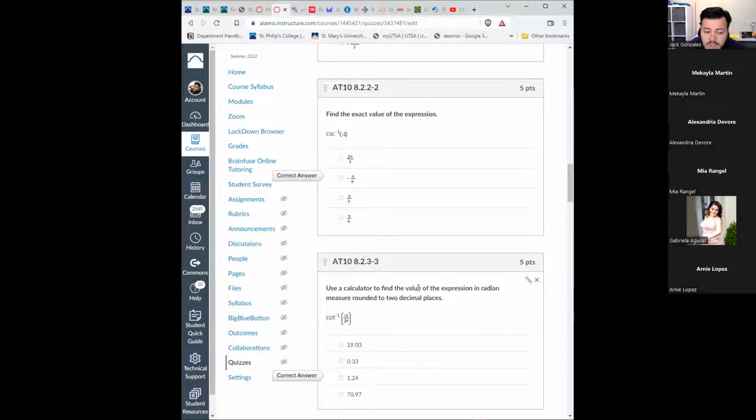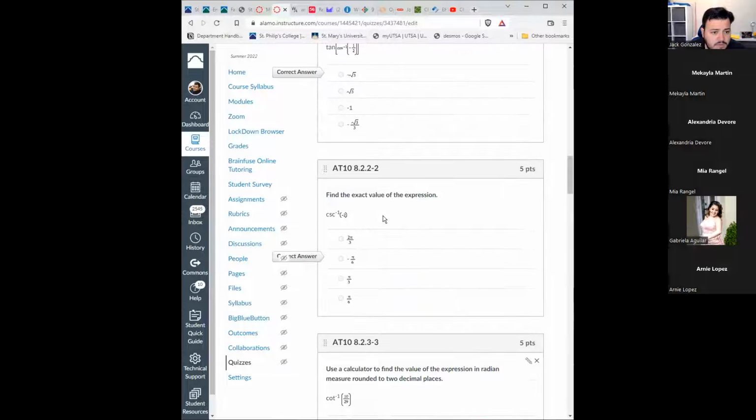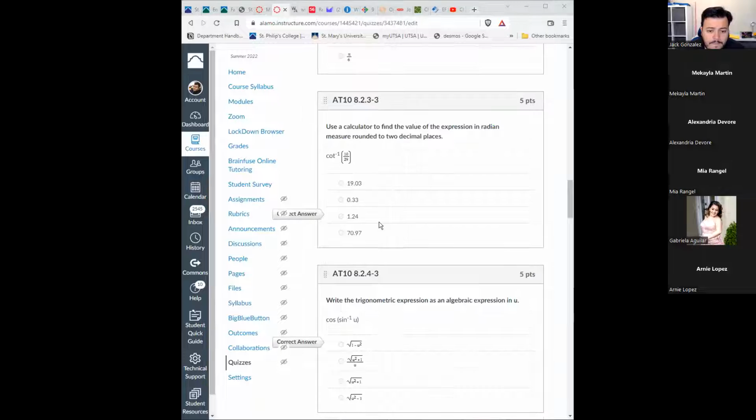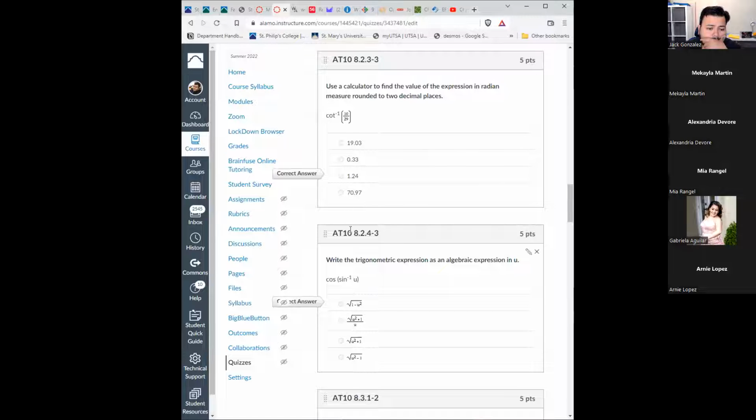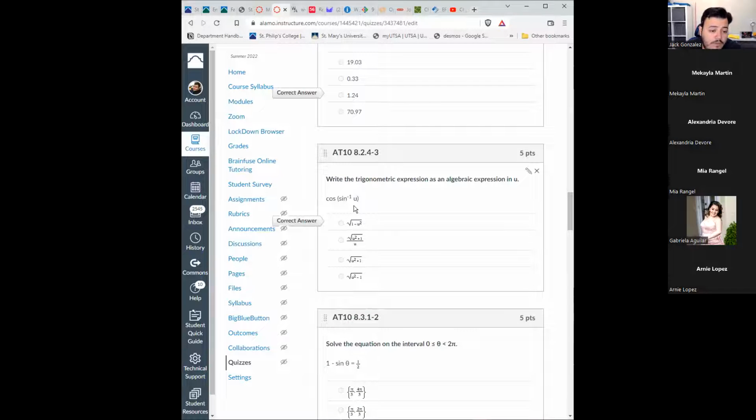This one, number 8, will be very similar. So I'll leave that to you there. Okay. This one is interesting. Here we have to build a triangle, because notice how it's cosine and sine inverse. You can't just, it won't just cancel. You have to build your triangle. Okay, let's do that. Next page. Are you guys cool on this first page?